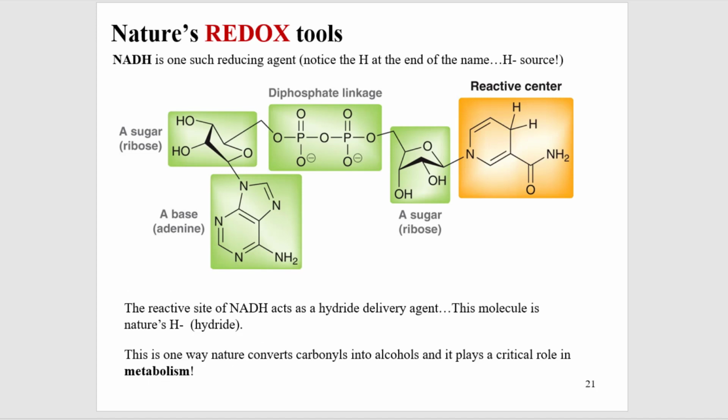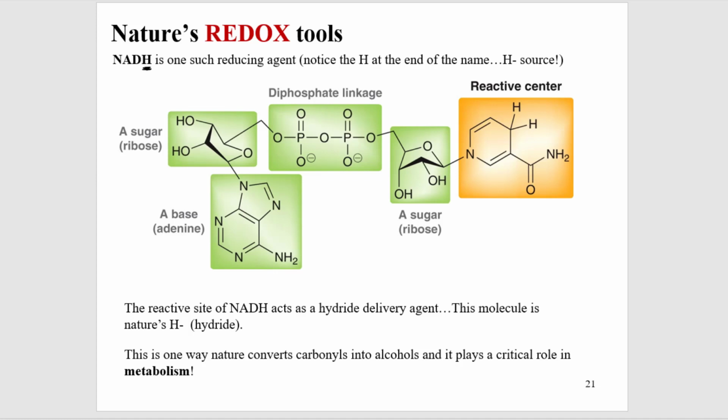But our bodies have very, very complex and beautiful ways of using H minuses, because it doesn't clearly have a metal like we think of, right, in these other ones with aluminum and boron. So NADH, notice that the H of NADH is the hydride.